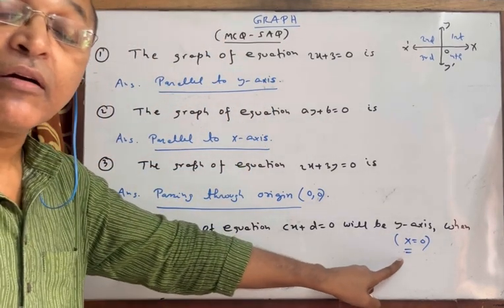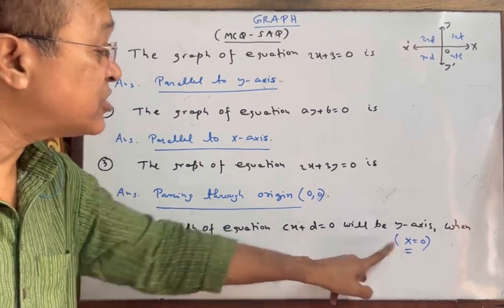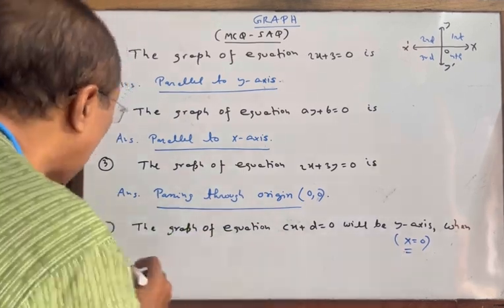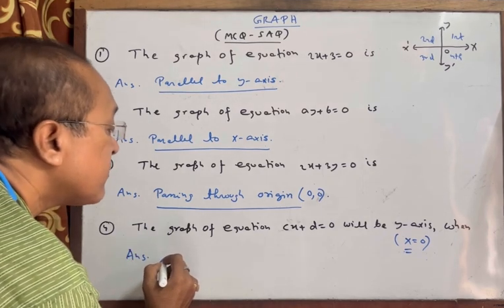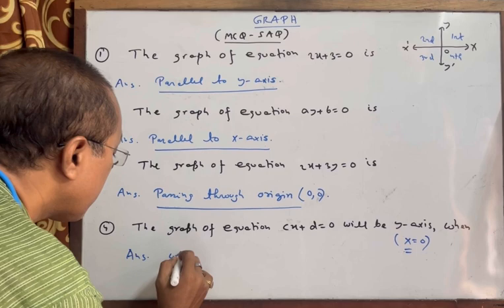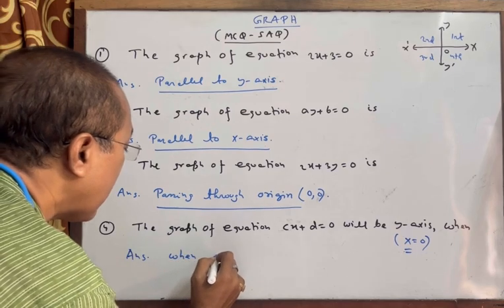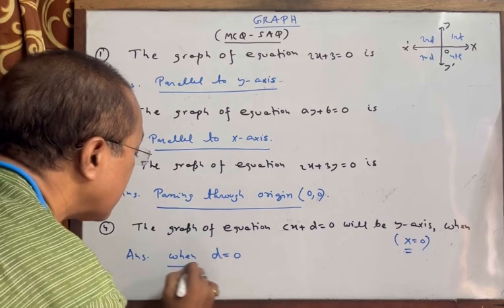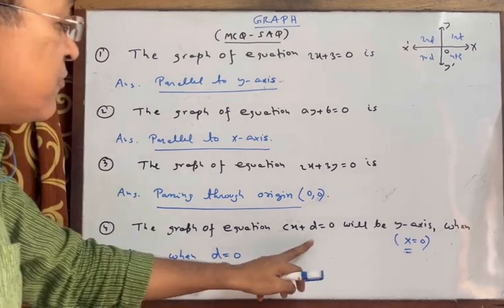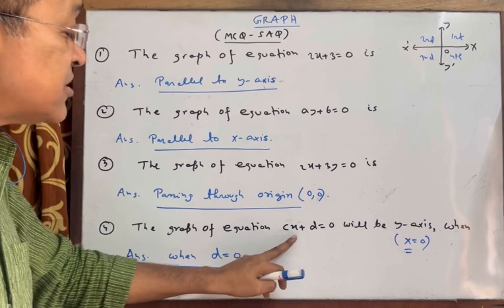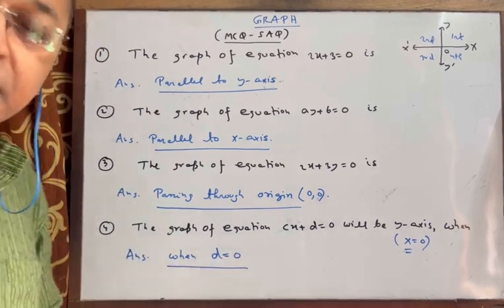This one will be your answer. So for what condition will x be 0? The answer will be when d is equal to 0. If d is equal to 0, then cx is equal to 0, so x is equal to 0, isn't it?